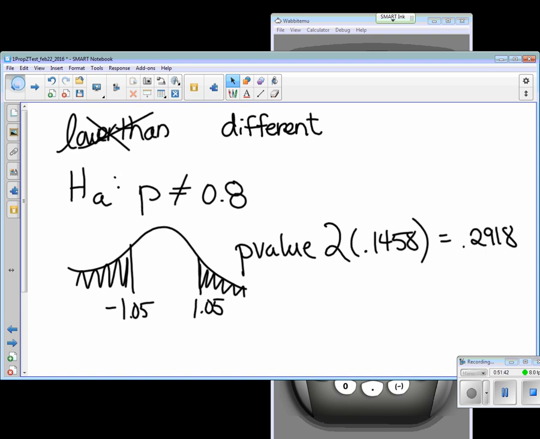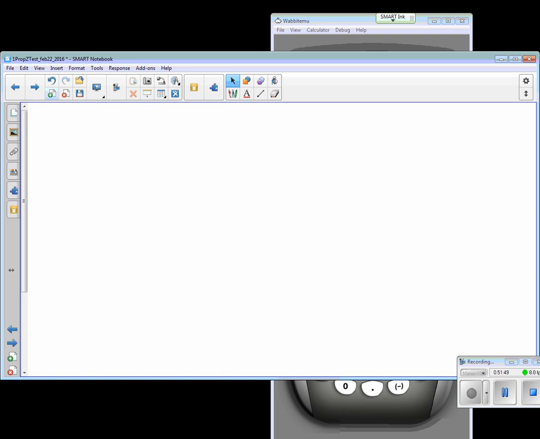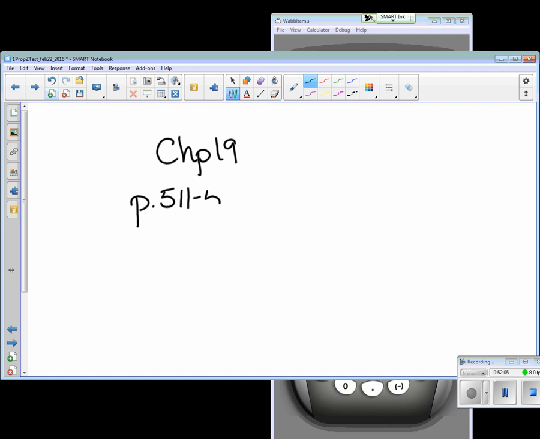I'm going to stop the recording because it takes too long to confirm. I am going to give you your homework, but I am going to give you one more to try in class. I'll pull that up, but I'm going to stop the recording first after I give you your homework. It is chapter 19, page 511 to page 514. Problems 2, 4, 11, 14, 16, and 21. The last 3 are full hypothesis tests.